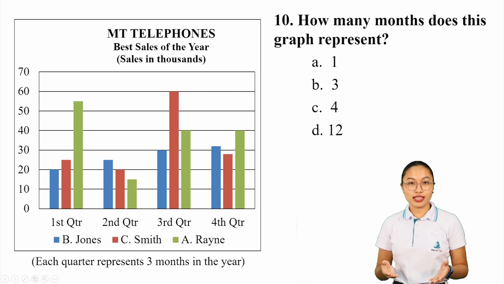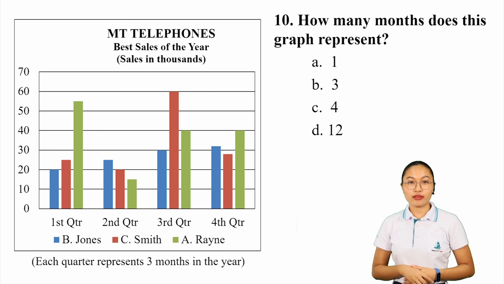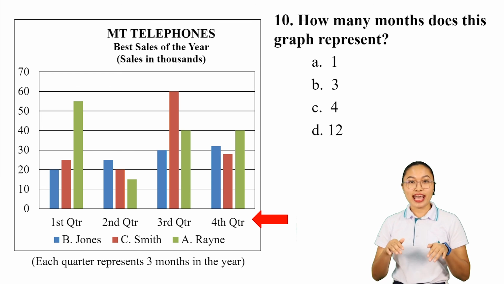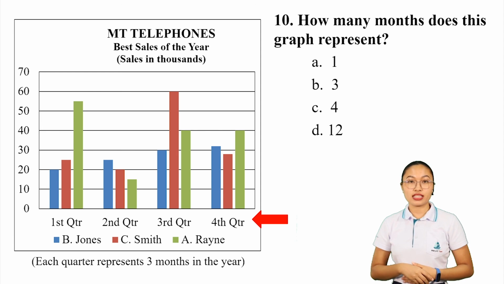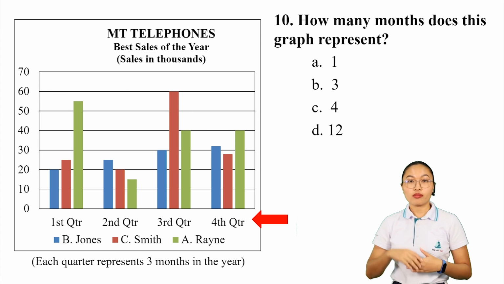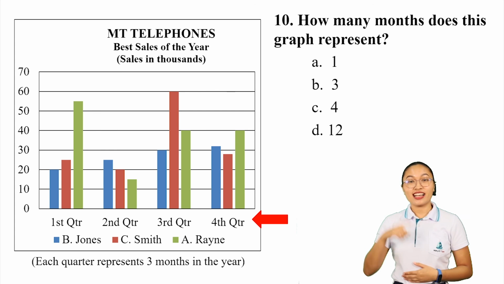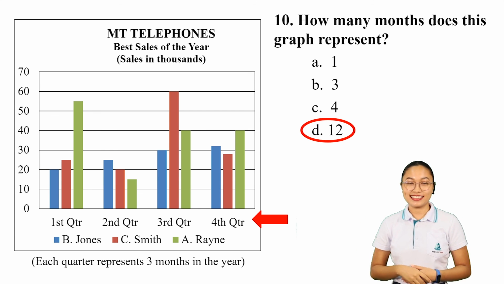Last but not the least, question number 10. How many months does this graph represent? The x-axis in this bar graph represents each quarter. Each quarter represents 3 months. Basically, since there are 4 quarters in this graph composed of 3 months, it will be 4 multiplied by 3, so the answer is letter D, 12.